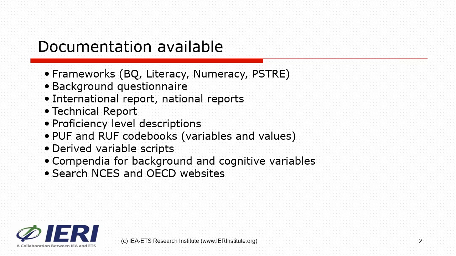There are codebooks that accompany the public use files and the restricted use files, derived variable scripts, and compendia for background and cognitive variables. All these are available from either the NCES or OECD websites. As we mentioned earlier, in a separate video we show you how to access all this data from the OECD and the NCES website.